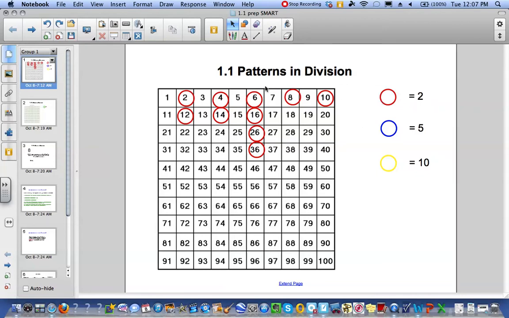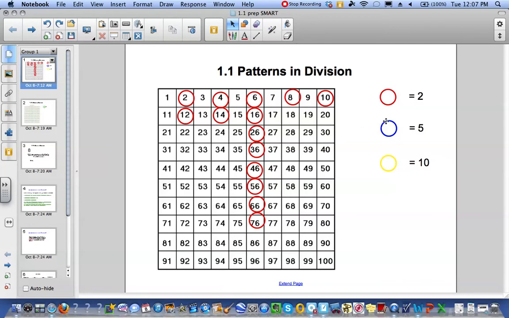I can continue on here, but just to make it a little bit quicker, I'm going to show that if you carry on down the list, all of those numbers are divisible by 2. All of them that end in a 2, 4, 6, 8, or 0 are divisible by 2.